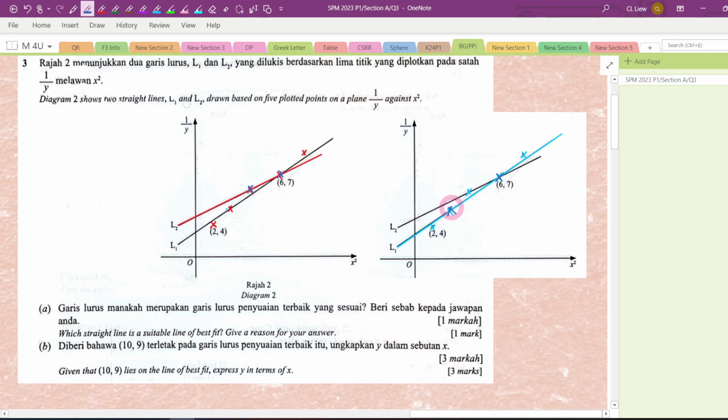So in this situation, we can make a conclusion that L1 is a better line of best fit, or you can just follow the question. L1 is a suitable line of best fit.